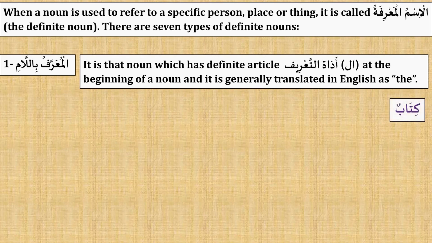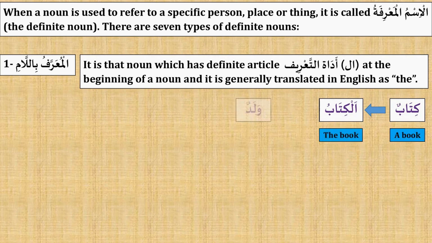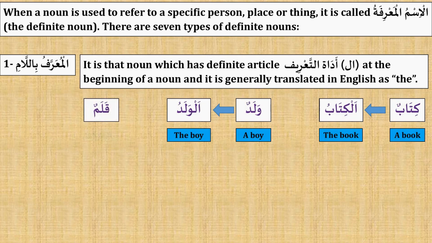Examples: kitabun, a book. We need to convert it to a definite noun by adding alif lam in the beginning. Al-kitabun, but it will be wrong to say it this way. Tanween and alif lam can't be written in the same word. The correct one will be al-kitabu, one single dhamma at the end, no tanween and alif lam in the same word. The book. Waladun, a boy. Al-waladu, the boy. Qalamun, a pen.